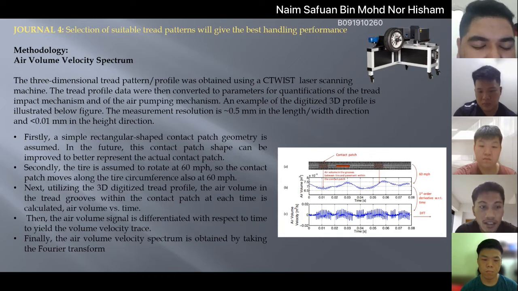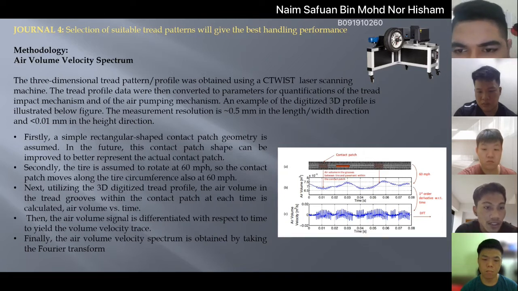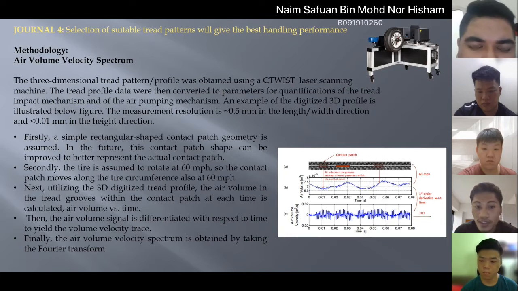Next, they utilize the 3D digitalized tread profile. The air volume in the tread groove within the contact patch at each time is calculated for air volume versus time, as shown in the graph below. Then the air volume signal is differentiated with respect to time to yield the volume velocity trace. Finally, the air volume velocity spectrum is obtained by taking the Fourier transform.